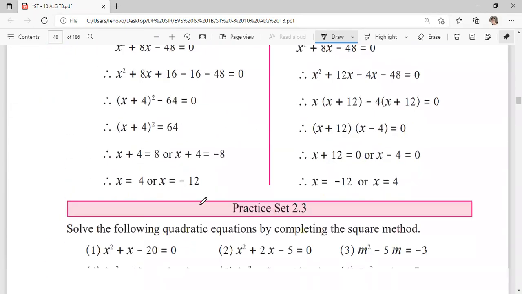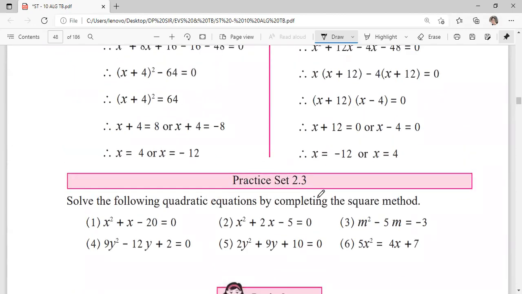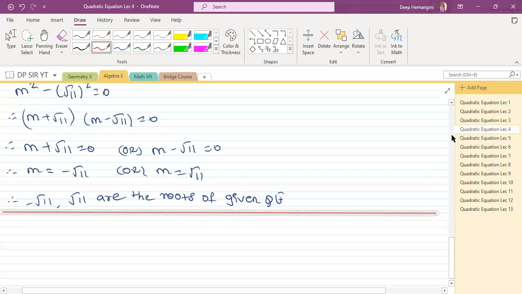In the fifth lecture, I am planning to start with the formula method and not with completing the square. Completing the square I will conduct next time and not now. Let's see how much time it takes.